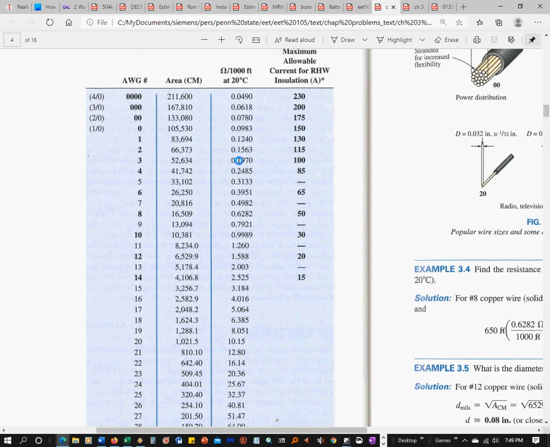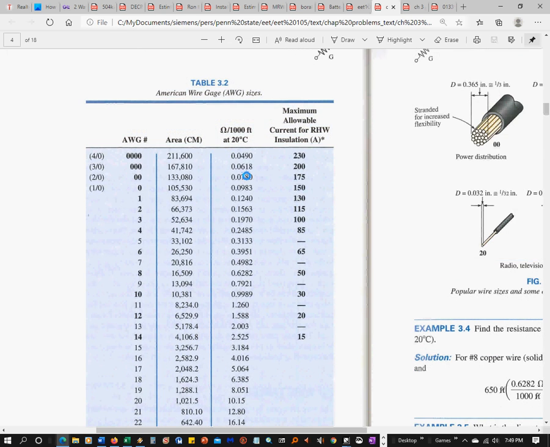So the bigger the wire, the more the area, and the better it conducts electricity. And then it also has maximum allowable current for RHW insulation, which is a common insulation. I think THHN is actually more common, but it tells you the ampacity of each wire. So if you go down to 12, it's 20 amps. 14 is 15 amps. If you had 4/0, it would be 230 amps.